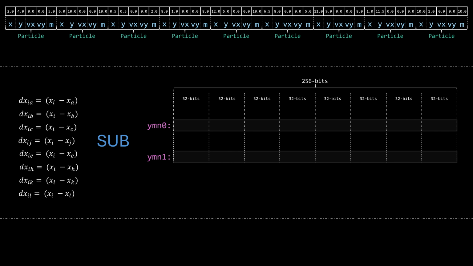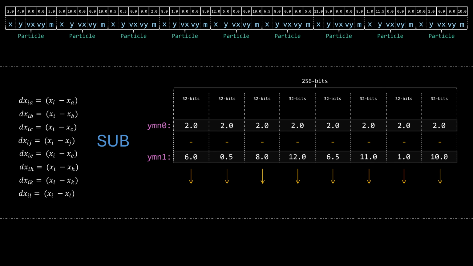If our positions are stored as 32-bit single-precision floating point numbers, a 256-bit vector register can hold 8 positions at once. So we could take the x-coordinate of particle i, place copies of it across all 8 lanes of one vector register, load the x-coordinates of 8 other particles into another register, and subtract them. 1 SIMD subtraction. 8 horizontal distances calculated at once. There is only one problem. Our data might not be organized in memory in a way that makes this easy.